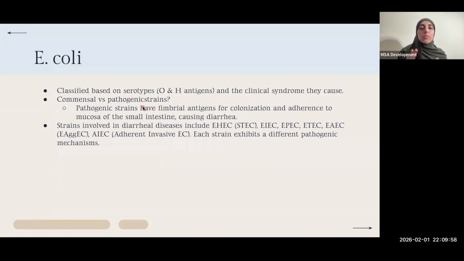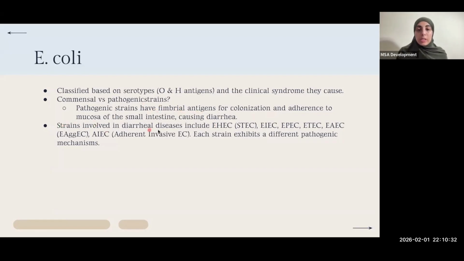Now, we have commensal E. coli and pathogenic strains of E. coli. So some E. coli just live in the microbiota. It is part of the microbiota. The difference between them is that pathogenic strains have fimbria. These fimbrial antigens allow it to colonize and adhere to the mucosa, causing diarrhea. Okay? So commensal strains versus pathogenic strains. Pathogenic strains have fimbria to allow it to colonize and adhere and cause diarrhea. Commensal strains don't have these fimbria.